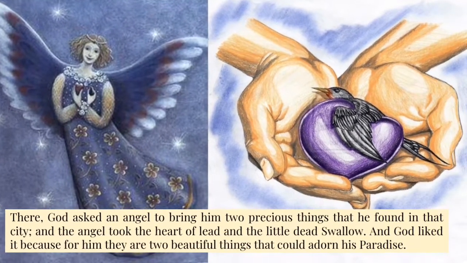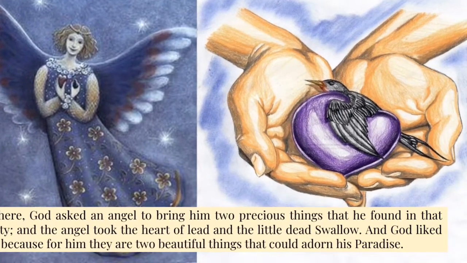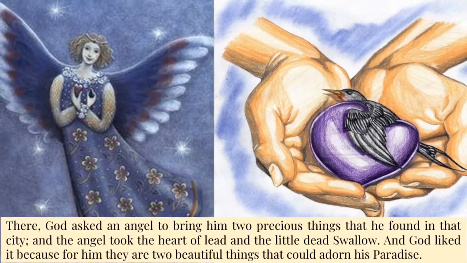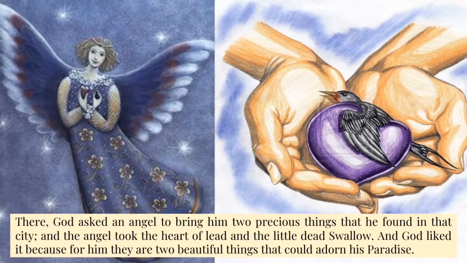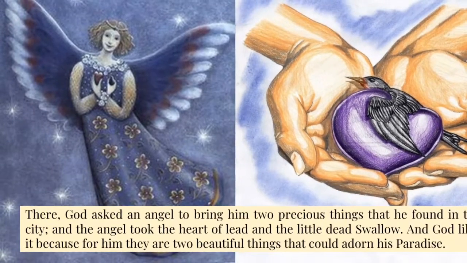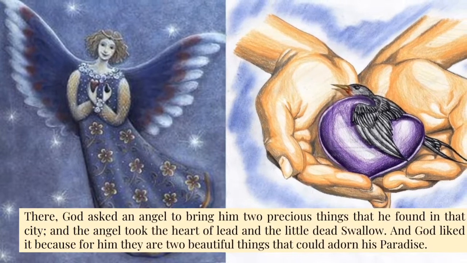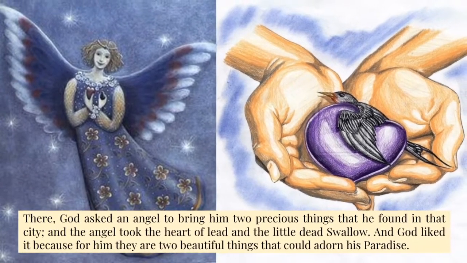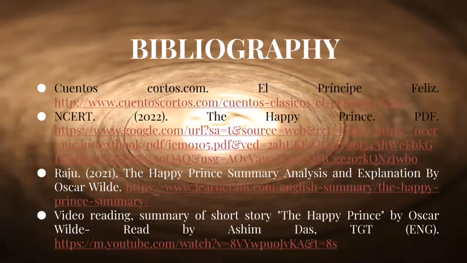Finally, God asked an angel to bring him two precious things that he found in that city, and the angel took the heart of lead and the little swallow. And God liked it because for him they are two beautiful things that could adorn his paradise.